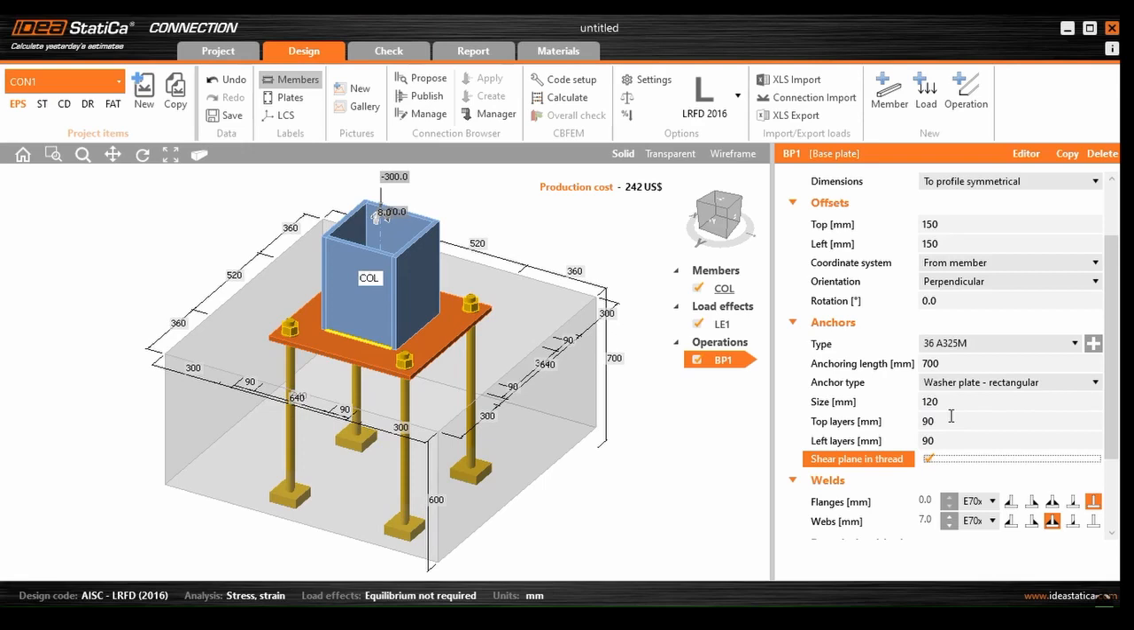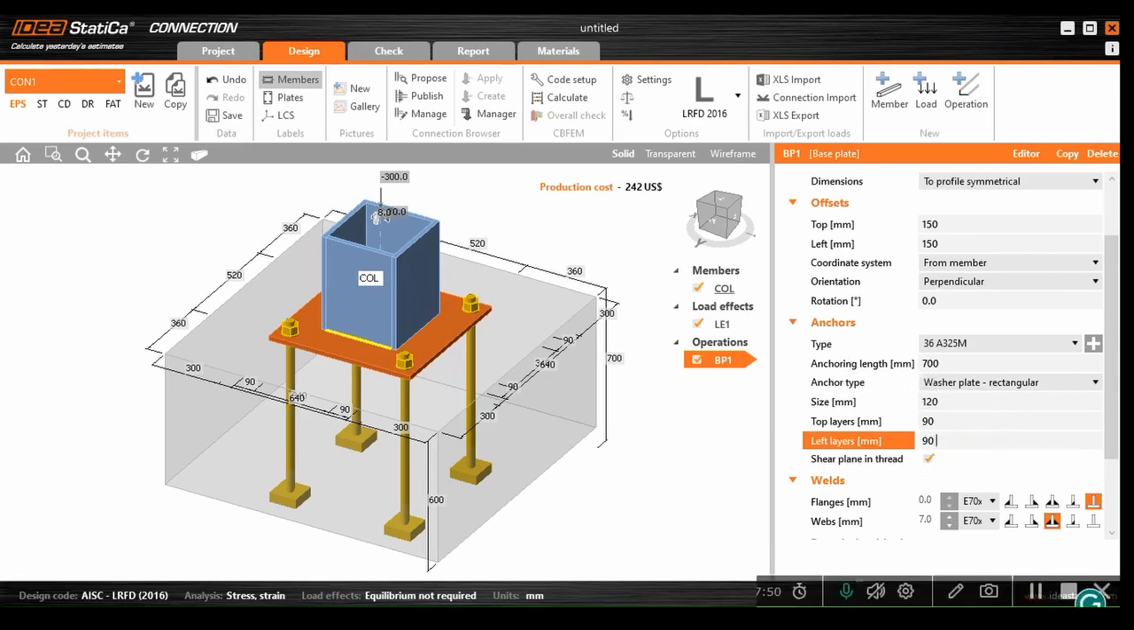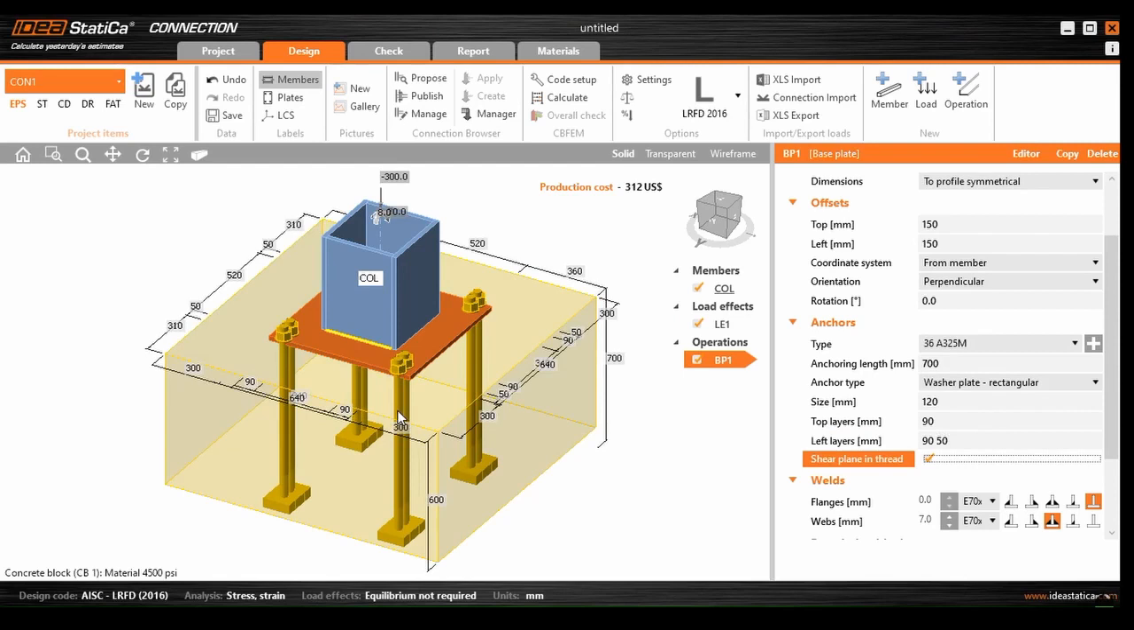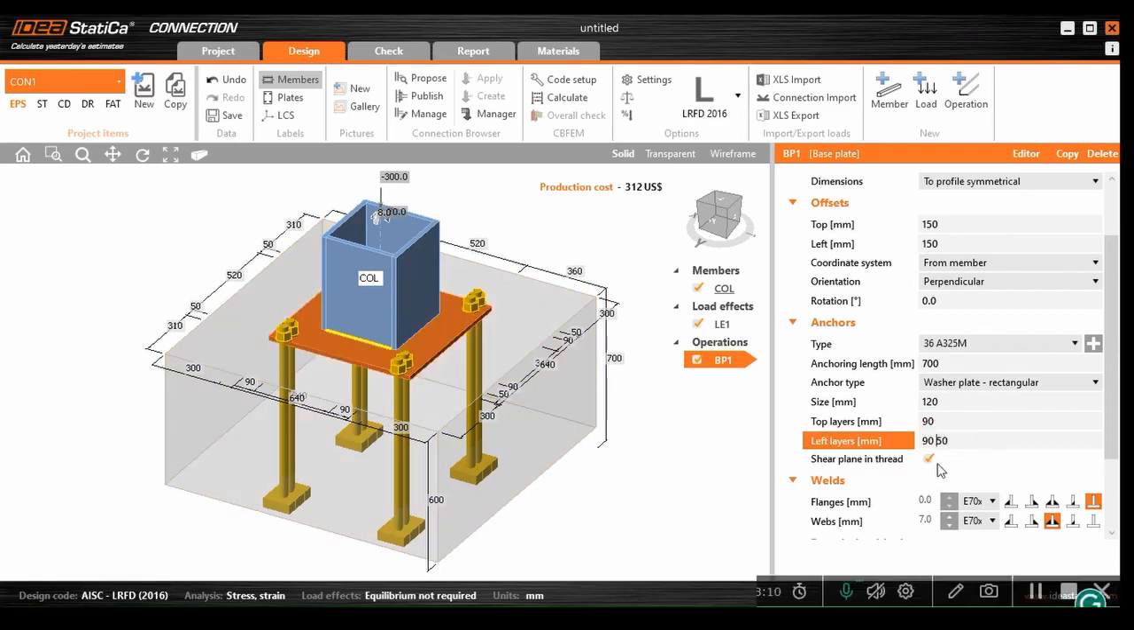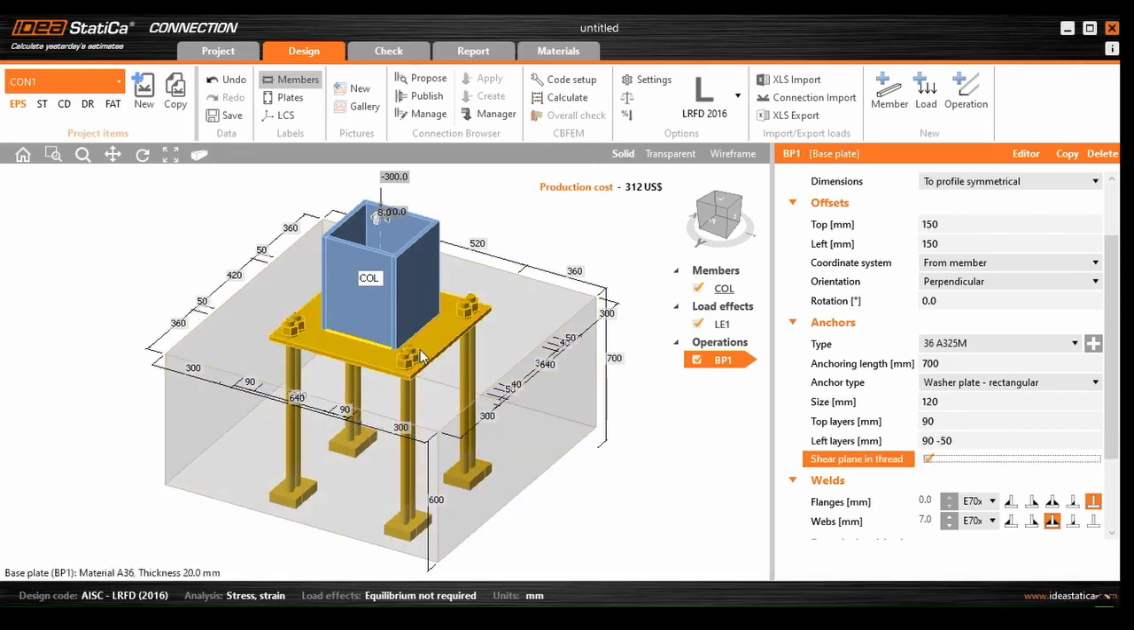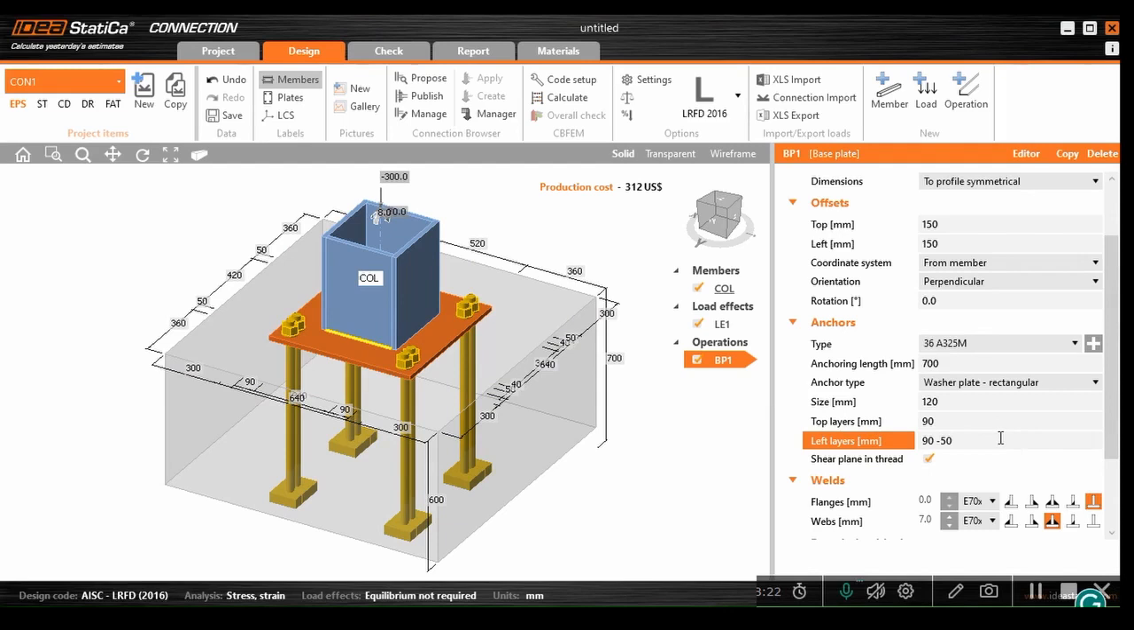But there's a problem. I want more anchors parallel to both axes. So in the left layer part, I write down another number, for example, 50. As you can see, 4 anchors are added to the anchors we have, but I want them to be distributed equally on the edge of the base plate. So I change the sign of the 50 to -50. So the location of these 4 new anchors is changed, and I want them to be distributed equally.